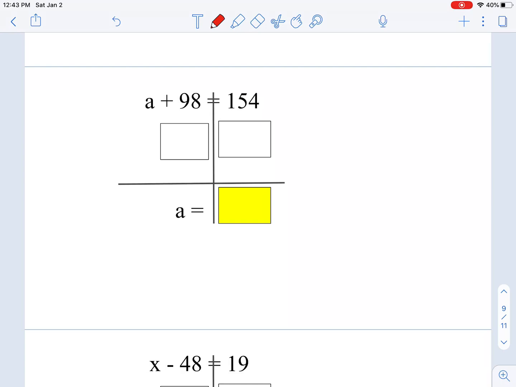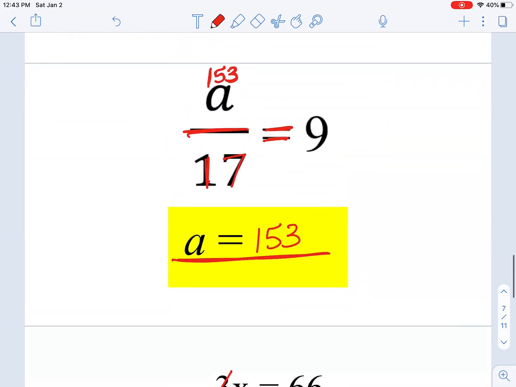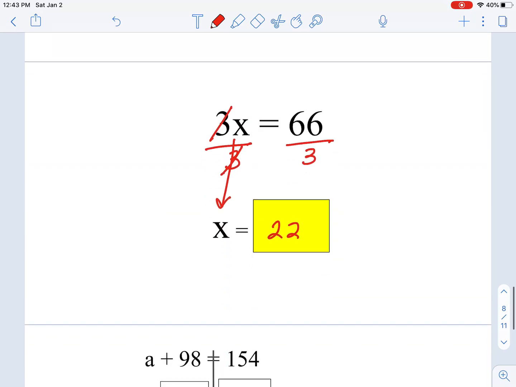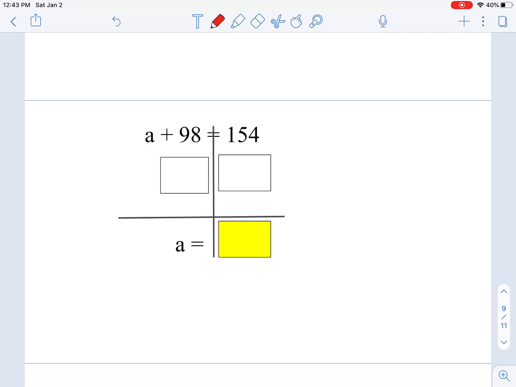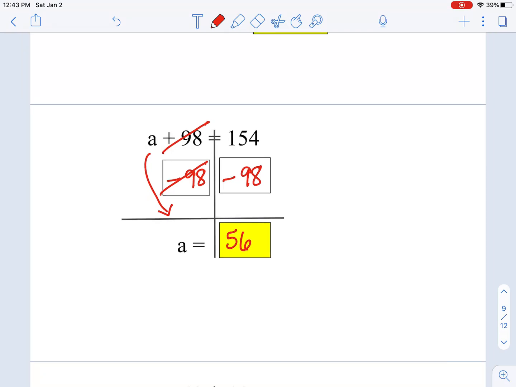Okay, here, still, this was a one-step division question. This is a one-step multiplication equation. This is a one-step addition equation. So instead of adding 98, we're going to do the opposite and subtract 98. And whatever I do to one side, I do to the other. These cancel out. There's that A by itself. And 154 subtract 98 is 56.